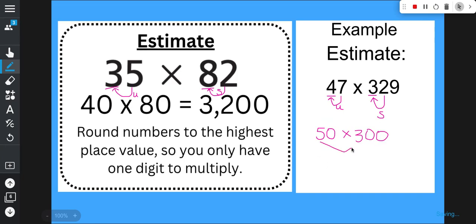I do my 5 times 3, and I get 15. And then I count how many zeros I had. 1, 2, 3. 3 zeros, so I'm going to add those 3 zeros back into the problem. And I end up with an answer that is 15,000. If I were to truly multiply out 47 times 329, my answer should be pretty close to 15,000. Again, this is a good habit to practice to see, does your answer even make sense?